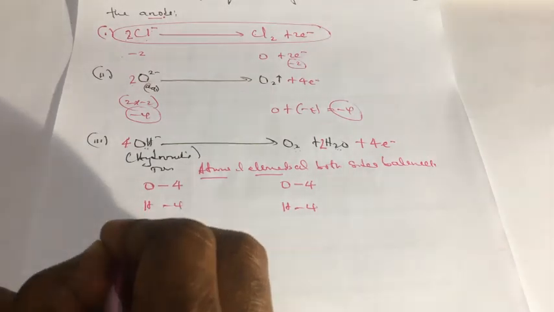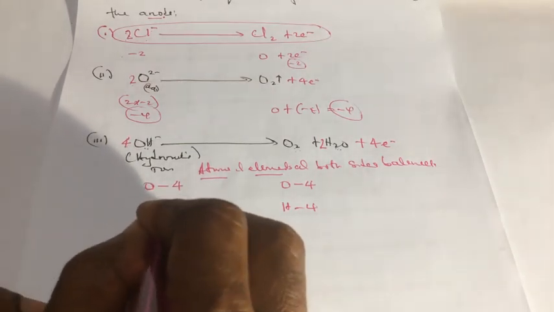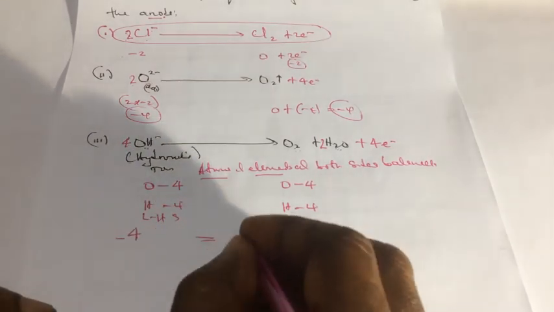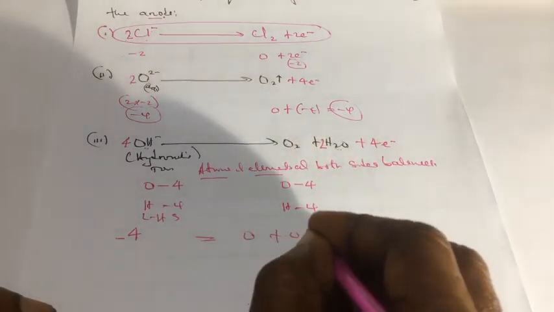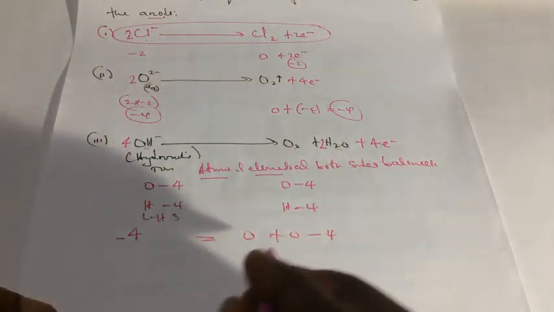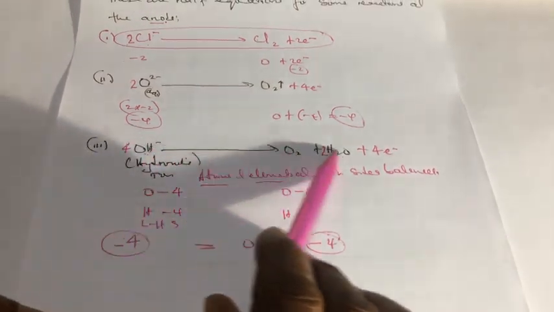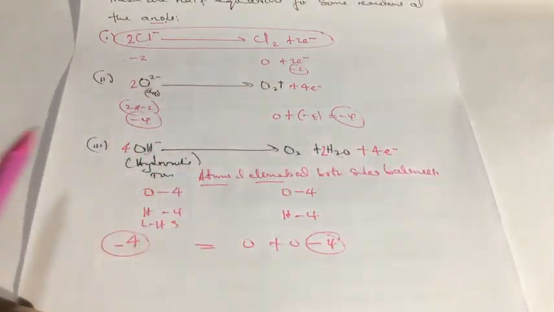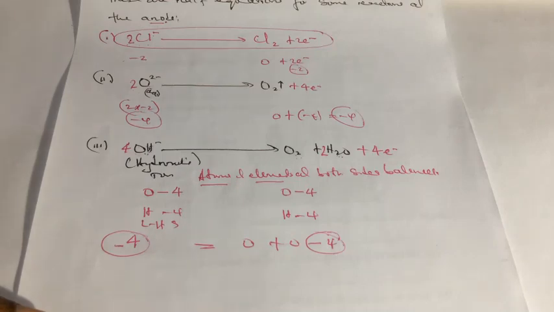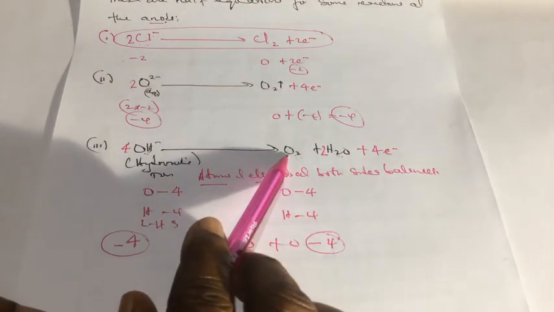So you have -4 on the left hand side. Then the right hand side is 0 for this, 0 for this, and this is -4. So -4 equals -4. So this is the anode half-cell equation for the discharge of hydroxide ion. At the anode, you would form oxygen gas and water.